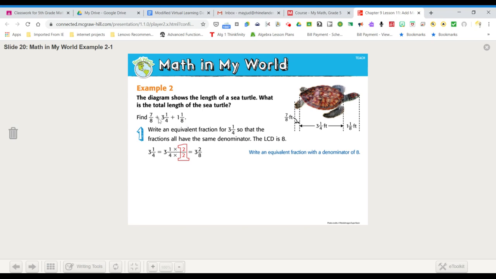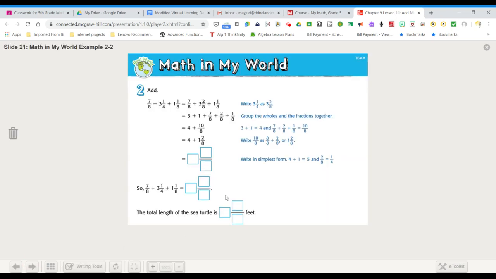But 3 1/4 is not the same number. We've got 8, 4, and 8. So the least common denominator they're showing you here is 8. So you have to change 3 1/4 into 8s. To do that, we know 4 times 2 is 8, and whatever you're doing to the denominator, you also have to do to the numerator. So 1 times 2 is 2. So they come up with 3 and 2/8.